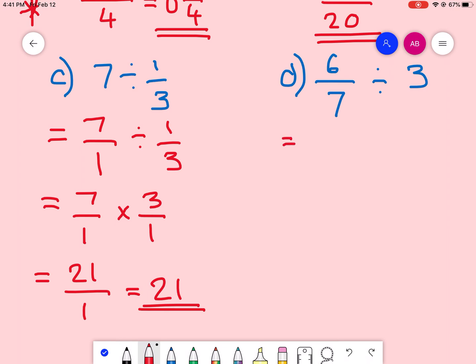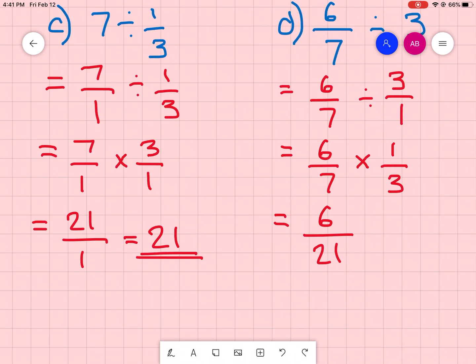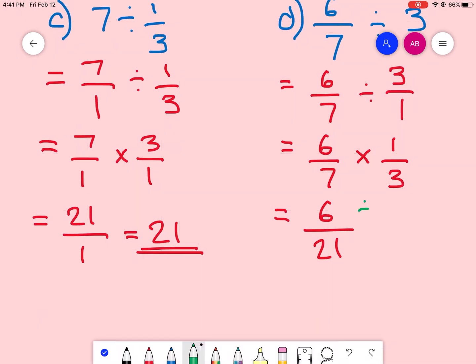And the last one here, we've got 6 over 7. Make that 3 over 1 to create a fraction, then we can start the division process. Keep the first fraction the same, change the divide to a multiply, and flip the second fraction. 6 times 1 on the top is 6, 7 times 3 is 21, and the last thing we can do with this answer is to simplify. Both 6 and 21 can be divided by 3, so we must do that to give us 2 over 7 as our final answer.